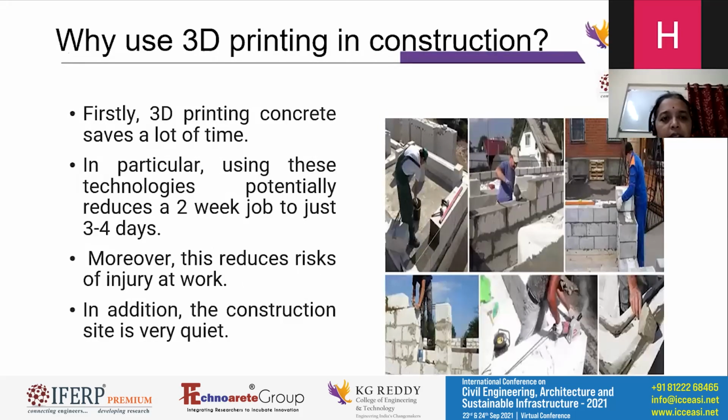Next is why we are using 3D printing in construction. In the figure, we observe the conventional construction method: persons are building the wall, bricks are there, then mortar is there. Anywhere on a construction site, we see this common picture. But firstly, 3D printing concrete saves a lot of time, because the conventional method requires 3 months, 2 months like that. In particular, using these technologies potentially reduces a 2-week job to just 3 to 4 days. We are completing a 2-week job in 3 to 4 days.